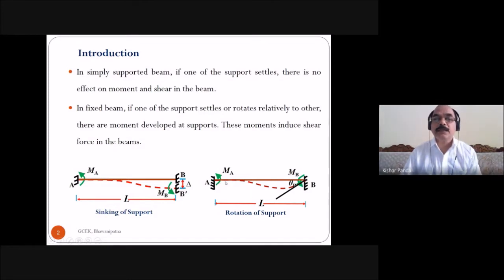And look at this figure. Here this end is fixed, and this end rotates with respect to this end. The rotation is theta B. You know that the rotation is in the anti-clockwise direction. This is the direction of the rotation. That is due to the sinking of support or due to the rotation of support. What is the moment developed at supports? That we'll find out here.